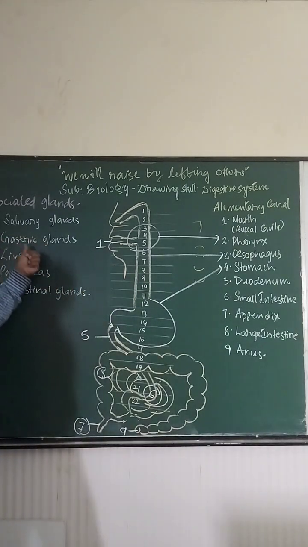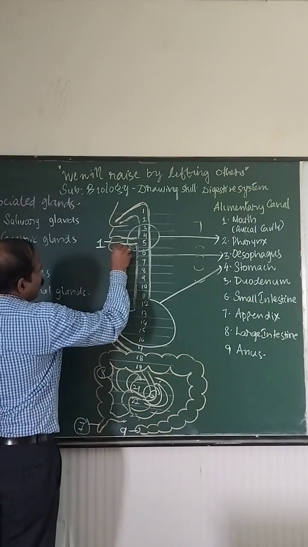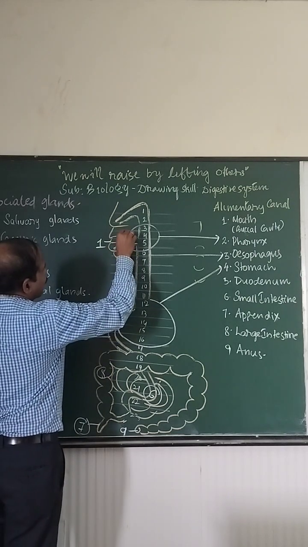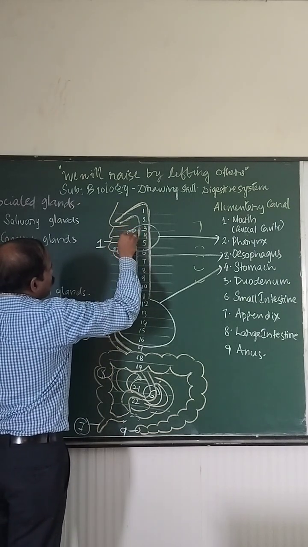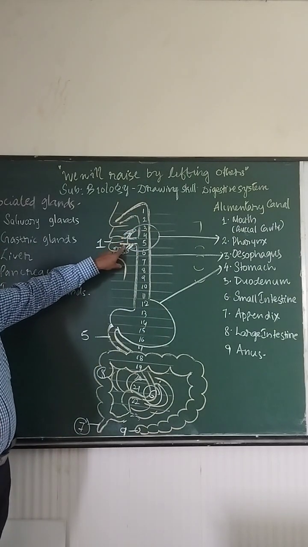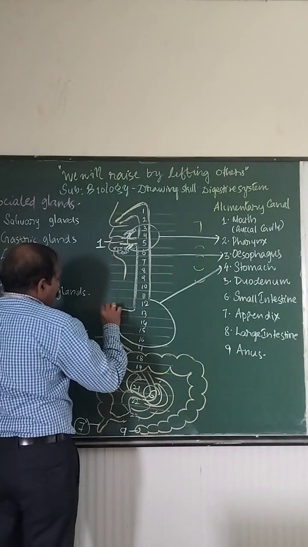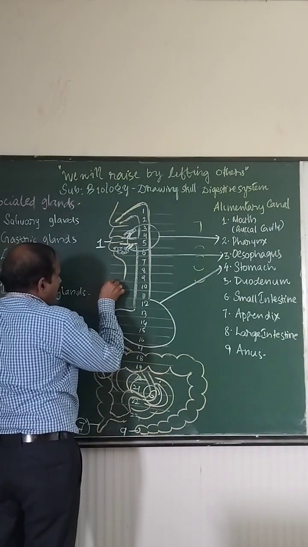Now to draw the glands. So salivary glands will be available in the lateral side of the mouth. You can see here the salivary glands. Parotid glands will be there. So it will be directly secreting the saliva into the mouth, buccal digestion. Next we will be coming to the digestive gland liver. You can make a liver here.